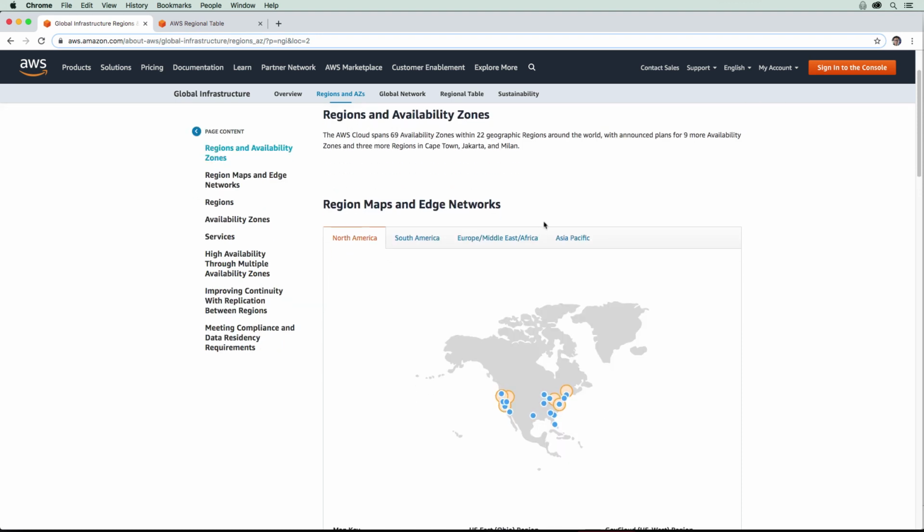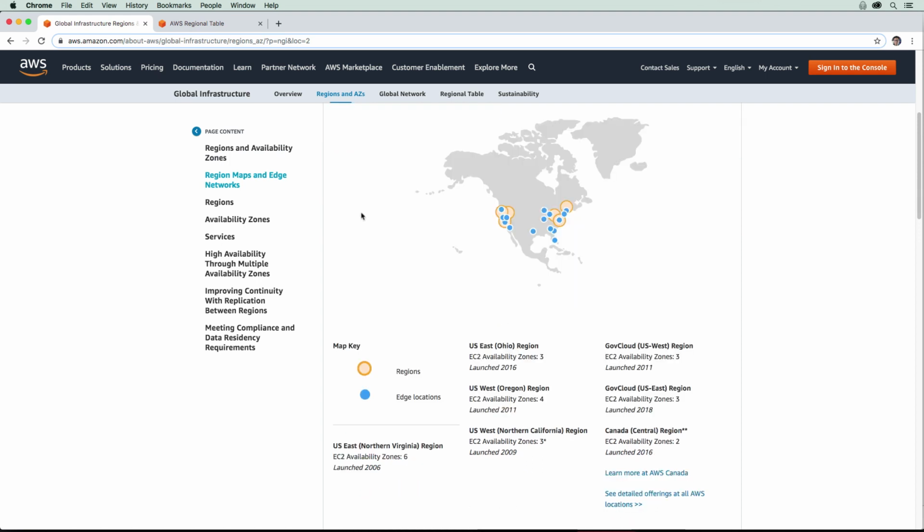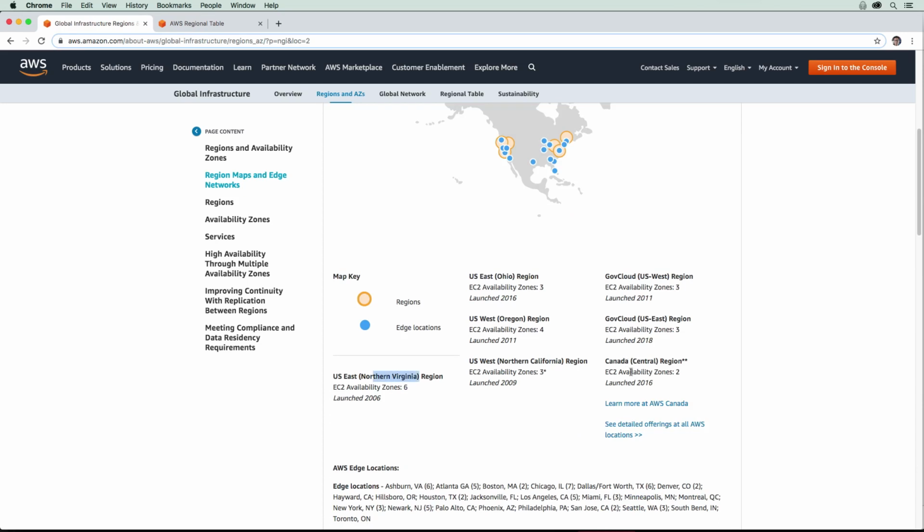Here we have what they call region maps, but these are really just particular continents that house a bunch of regions. Looking at North America, you can see we have regions on the West Coast and the East Coast. We have Ohio, Oregon, North California, and we have Canada and North Virginia here. In Canada, there's only two availability zones, and they are working on a third one. It was just recently announced.